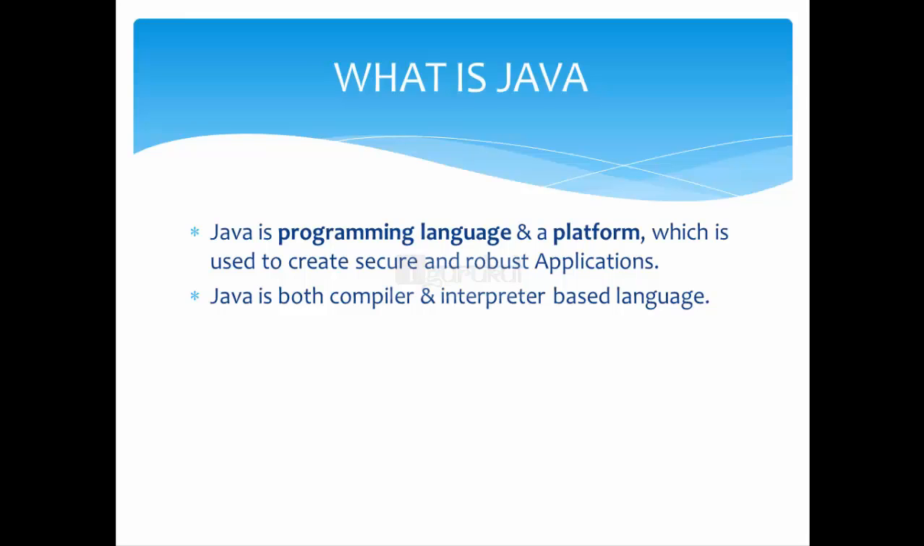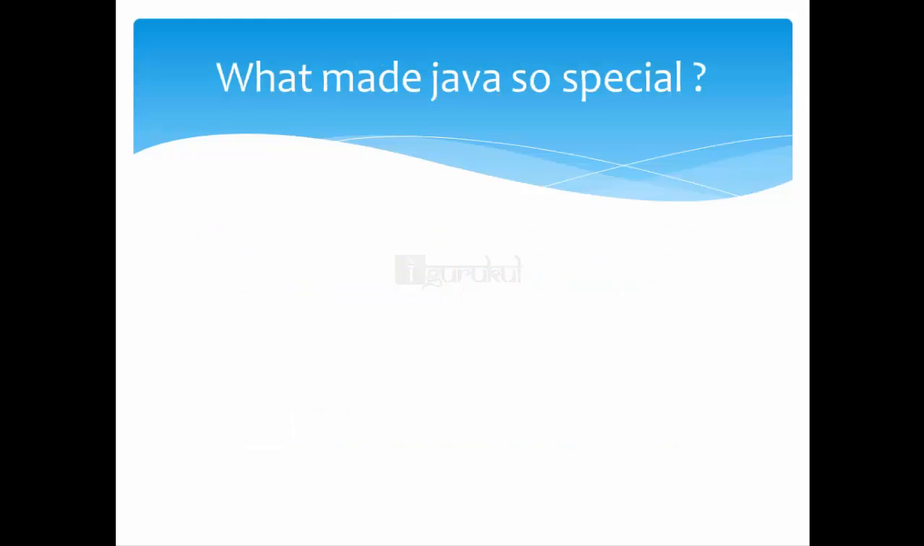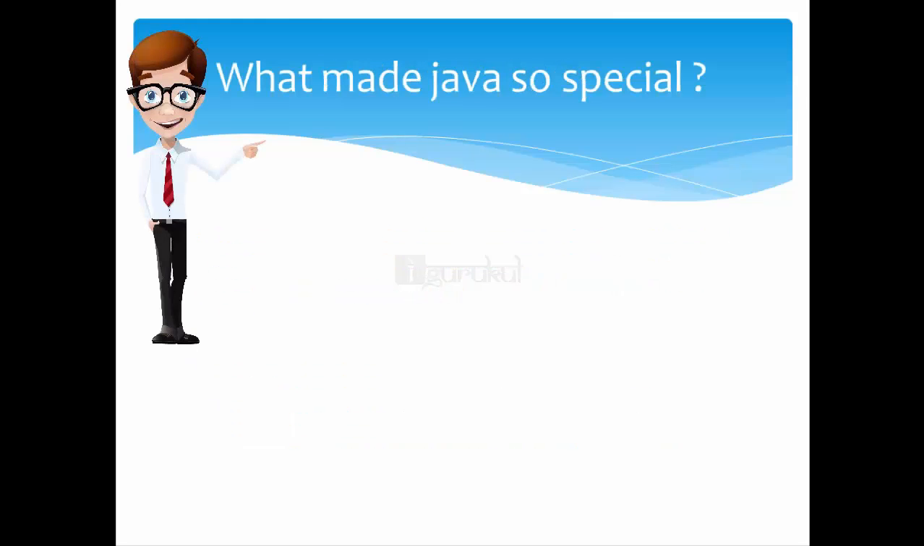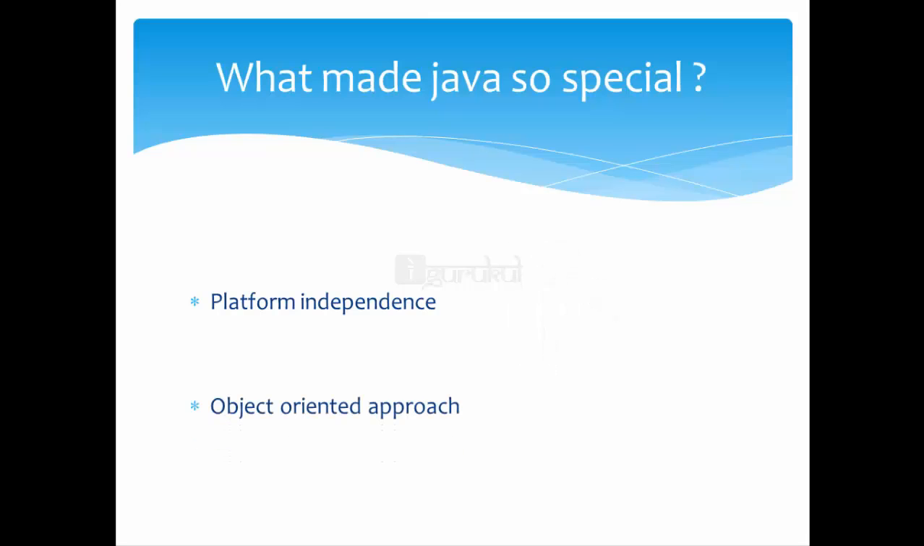So now we know that Java is a programming language. But what is a platform? Any software or hardware environment in which a program runs is called a platform. So our next important question is, what made Java so special? The very first thing that made Java so special is its platform independence. And the other important thing that made Java so special is its object-oriented approach. So let's have a look at both of these.